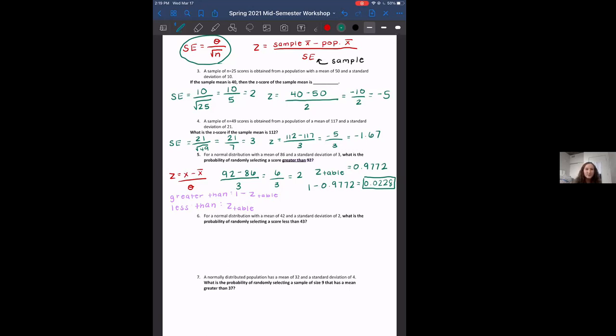Okay, so let's do the next one. Let me pull that up. Okay, probability. You do very similar things. For a normal distribution with a mean of 42 and a standard deviation of 2, what is the probability of randomly selecting a score less than 43? We're going to use the same z-score formula: z is equal to the score minus the mean, divided by the standard deviation. Go ahead and try it and let me know what you get.